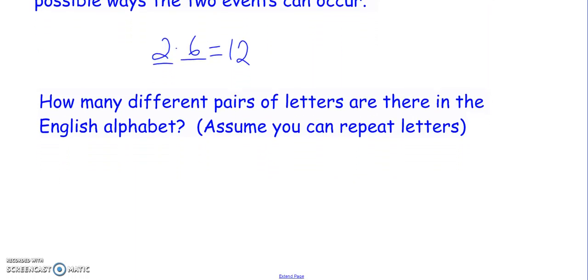But here's actually a good question. How many different pairs of letters are there in the English alphabet? Assume you can repeat letters. Well, I hope your English teacher teaches you have 26 letters in the English alphabet. So if you're drawing pairs, that means you're going to have 2. Assuming you can repeat letters, I would not expect you to write down all of the outcomes here. I just expect you to do 26 times 26. Maybe type that into a calculator if you need to. That would total 676.